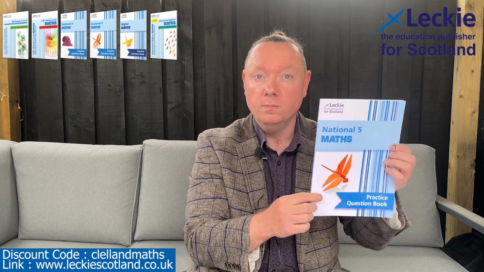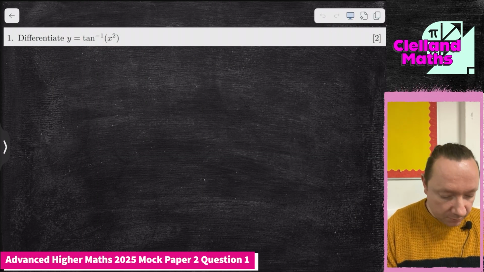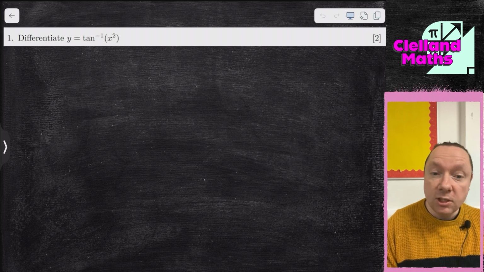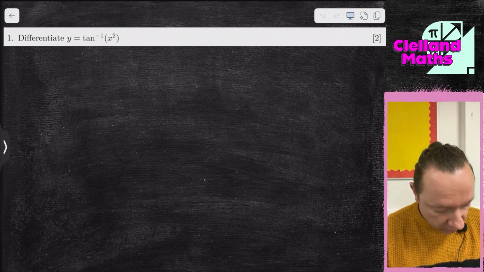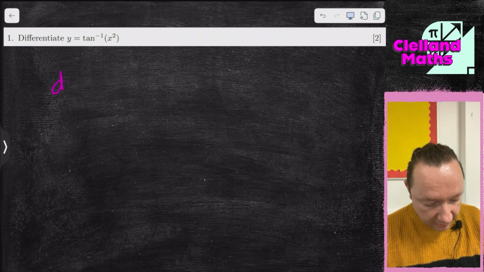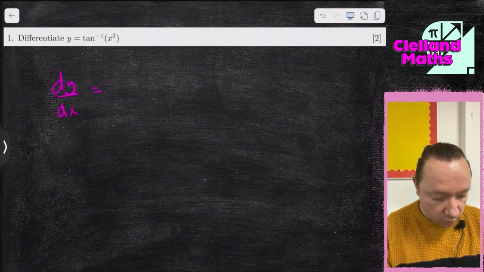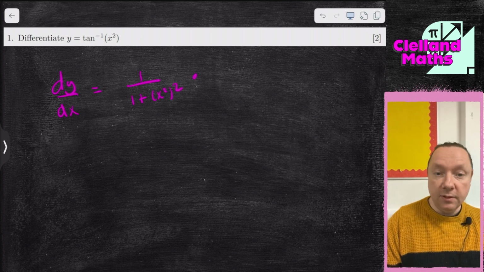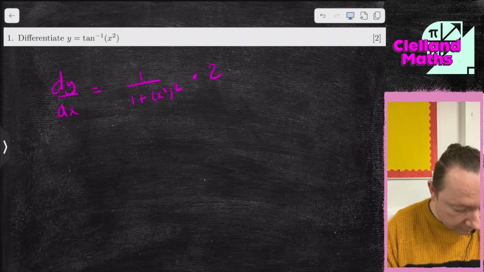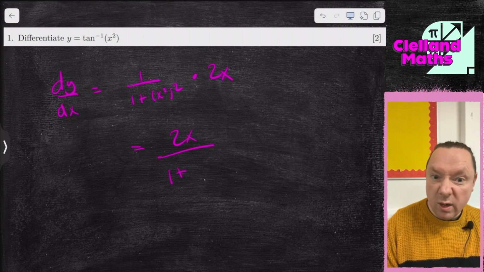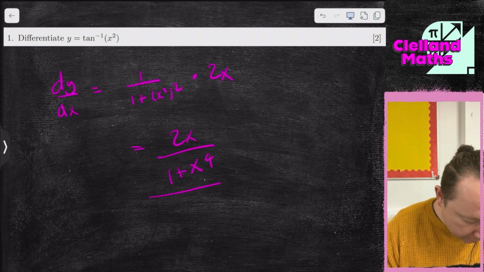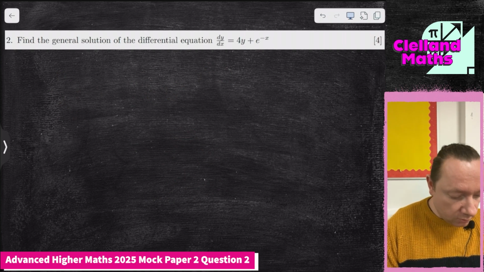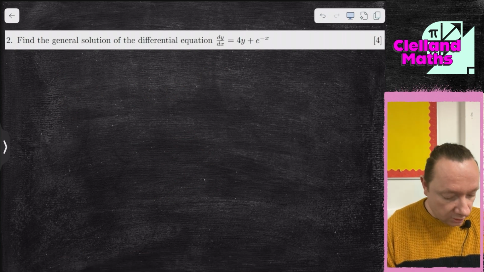Okay, Advanced Higher Maths 2025 last minute paper 2 question 1. Differentiate y equals the inverse tan of x squared. So that is using the start of the exam paper for this one. The dy by dx, well the derivative of inverse tan is 1 over 1 plus x squared. So it's 1 over 1 plus x squared all squared times, well, I need to differentiate x squared, so that's 2x. So that gives me 2x over 1 plus x to the 4. And we're done there.